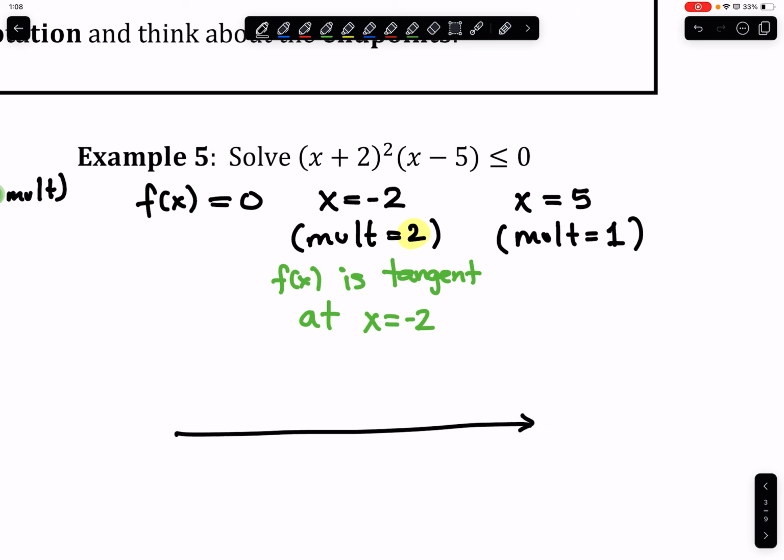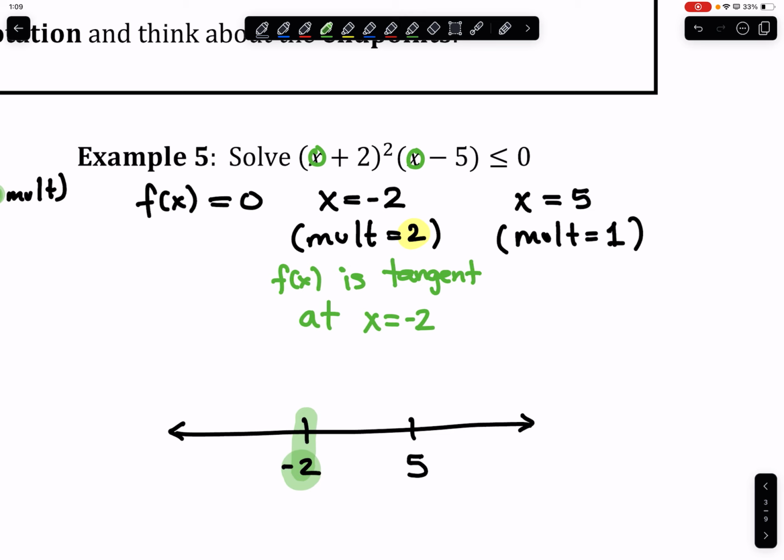So let's look at this. So negative 2 and 5. And again, I'm going to highlight this because right here, our function is going to be tangent, okay? So let's remember that f of x is tangent at that location. So let's figure out the middle sign first, okay? At the middle sign, we know that 0 is in between negative 2 and 5. So let's plug in 0 for x.